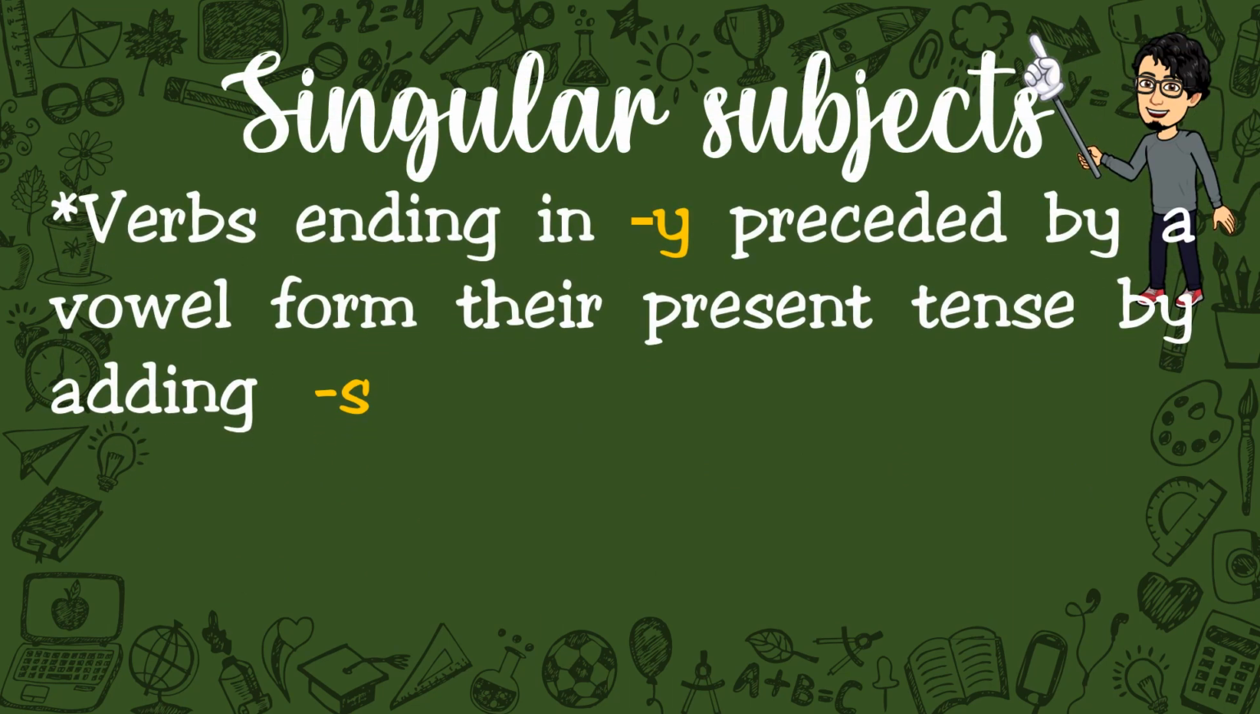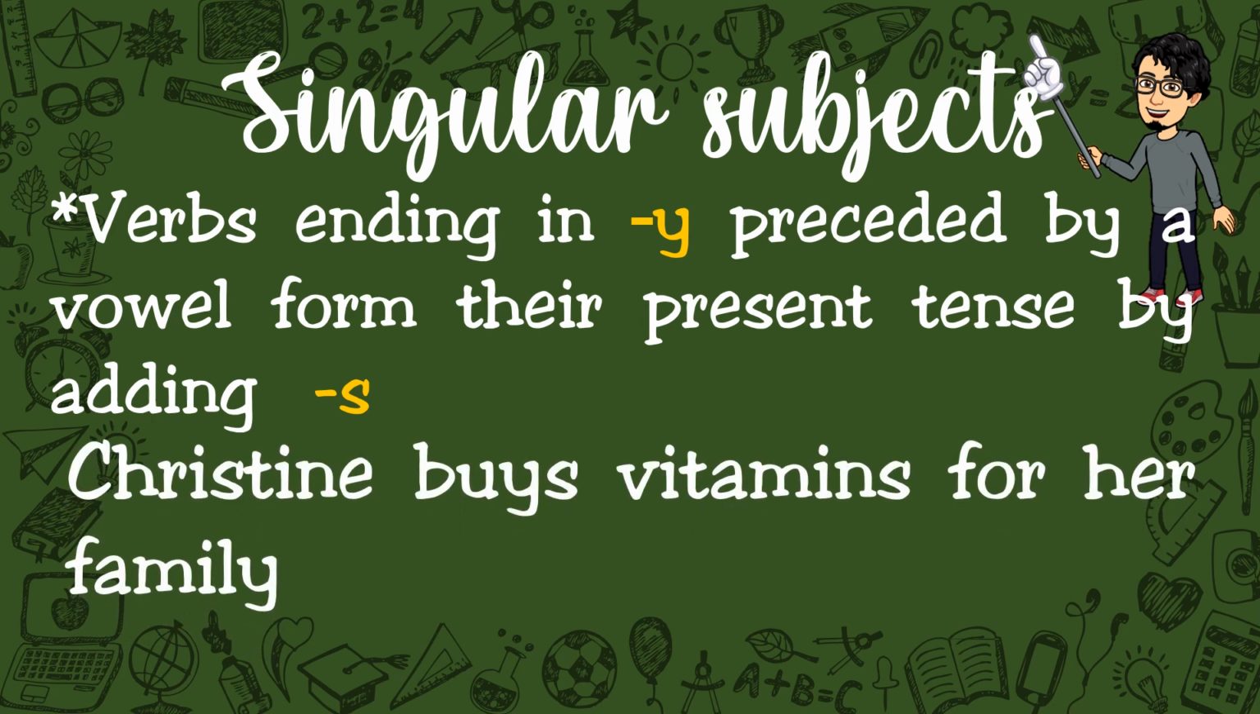Verbs ending in y preceded by a vowel form their present tense by adding s to the base form of the verb. For example, Christine buys vitamins for her family. The verb here is the word buys. It ends in y, which is preceded by the vowel u, so we add s to the base form of the verb.